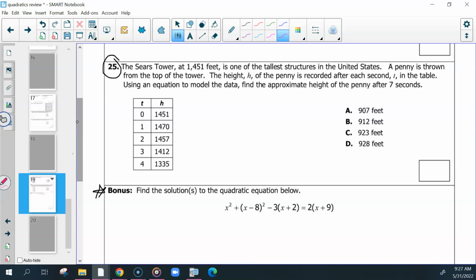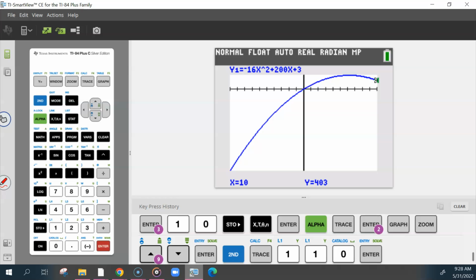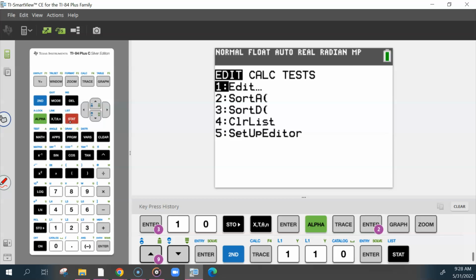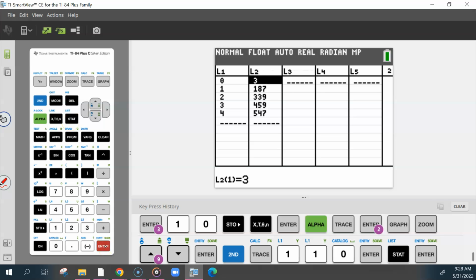So in your calculator, go ahead and put that data in. What is number 17? On the test, there needs to be word problems for the quadratic regression.